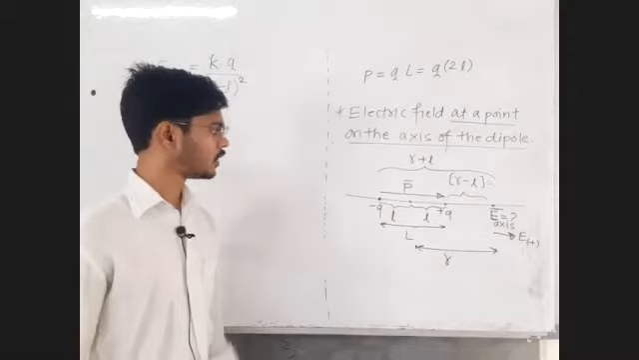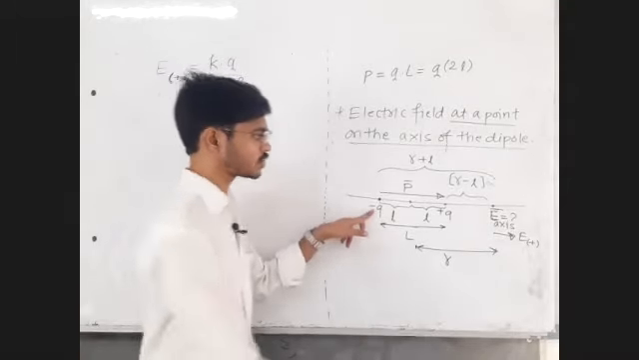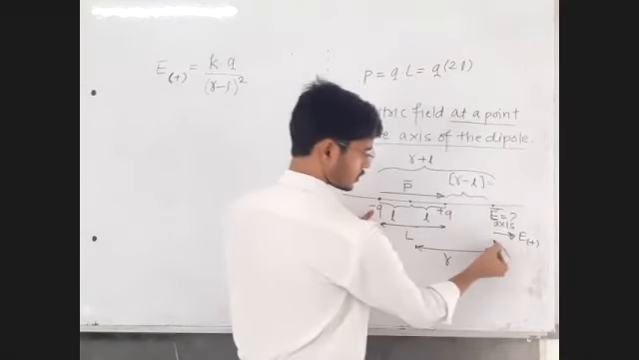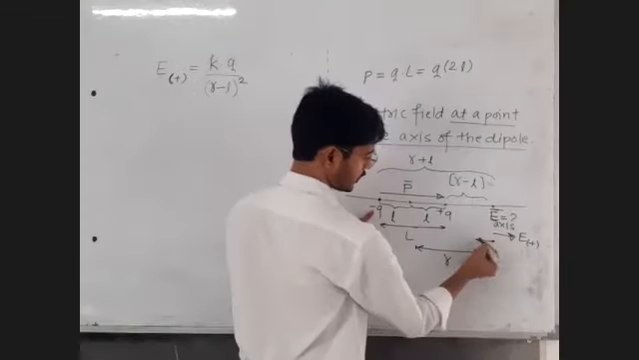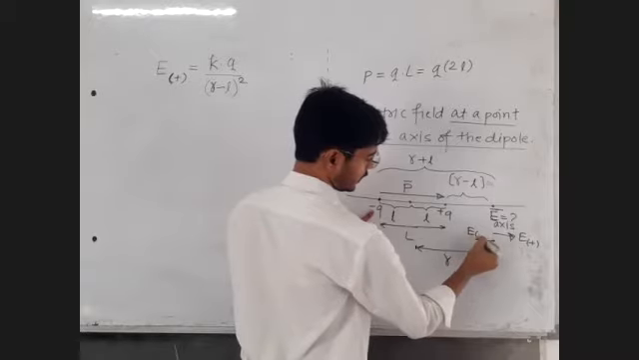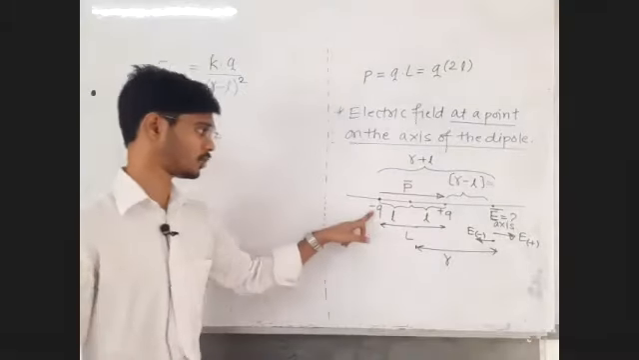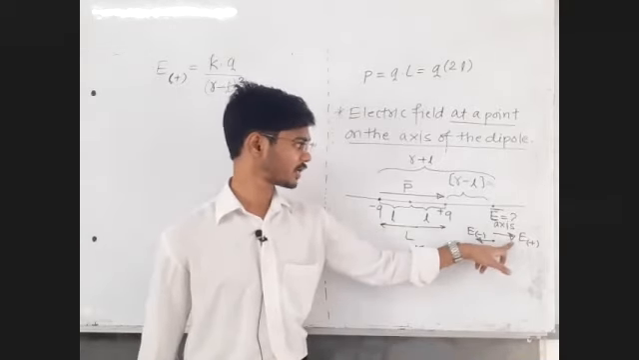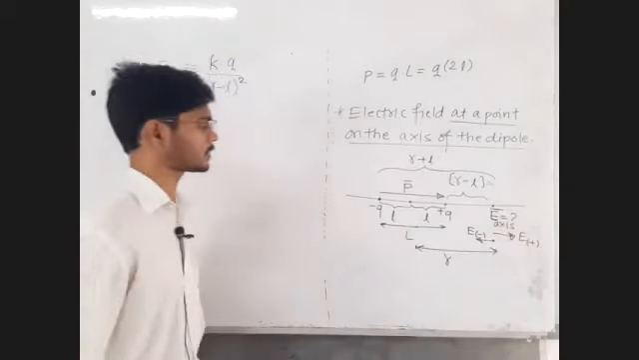Okay, sir. Now electric field due to the negative charge will be towards it. How is the electric field due to a negative charge? Towards it. So this is going to be the direction of electric field due to the negative charge, and this is the direction of electric field due to the positive charge.